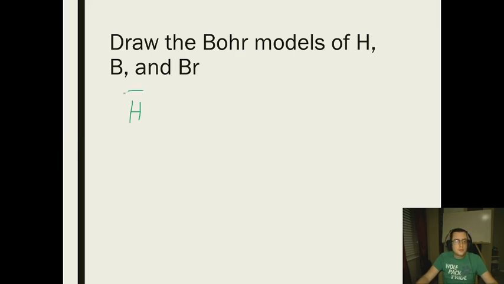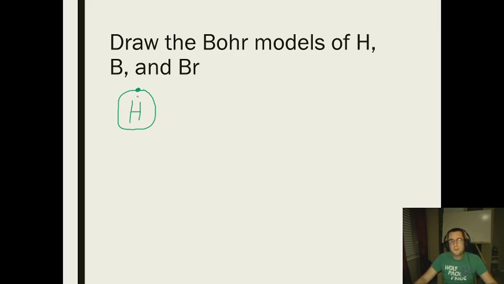So, since we don't have an inner ring to worry about, now we can move on to the outer ring. Remember, that's going to be based on how many columns over on the periodic table it is. Hydrogen is in the first column, because again, it's in the top left section. So since it's in the first column, it just gets 1 electron on the outer ring.